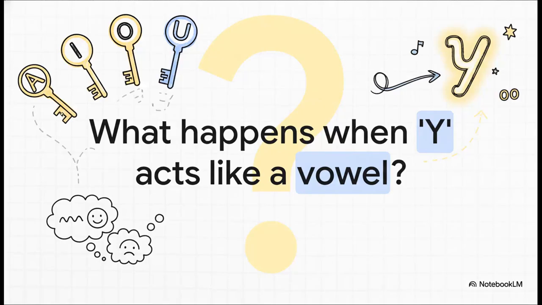So you now know this secret handshake for A, E, I, O, and U. You can look at a word and know whether to make the short sound or the long sound. But this brings up a really fun new question, doesn't it? We know the rules for the main 5, but what in the world happens when Y decides to act like a vowel?